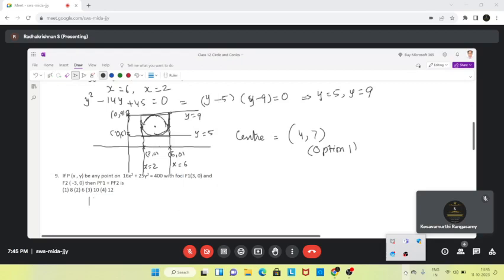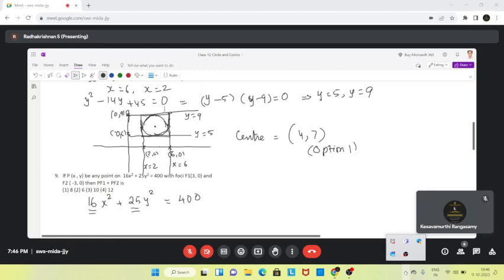What type of graph is this? Sir, ellipse, sir. Yeah, this is an ellipse. If these two coefficients were the same, it would have been a circle. If they are different, it is an ellipse. So if there is no shift in the x and y coordinates, that means the center of the ellipse is at the origin.